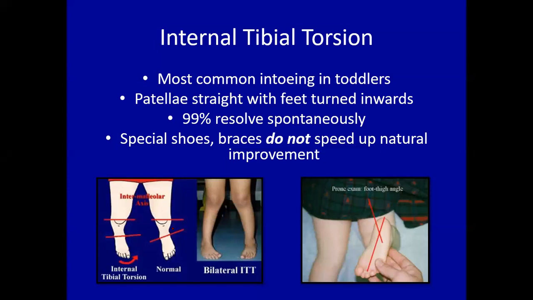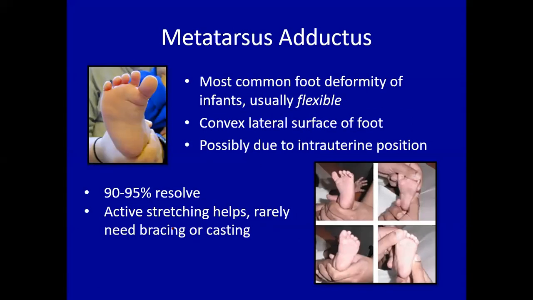Internal tibial torsion. So this is the most common in-toeing. It's also usually seen bilaterally, and 99% resolve spontaneously. We can put them in special shoes. Braces don't really speed up the progress, so it's not of high yield. It's probably not covered, and it's probably not necessary.